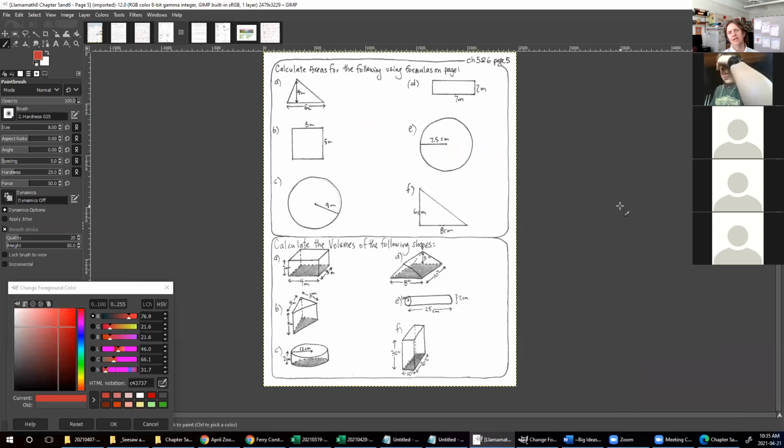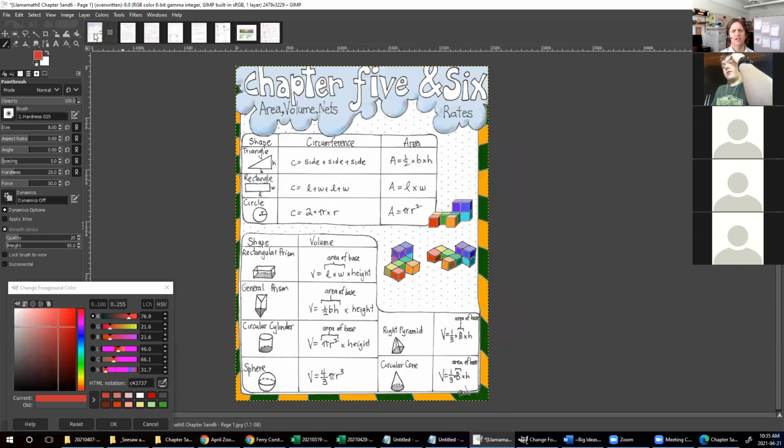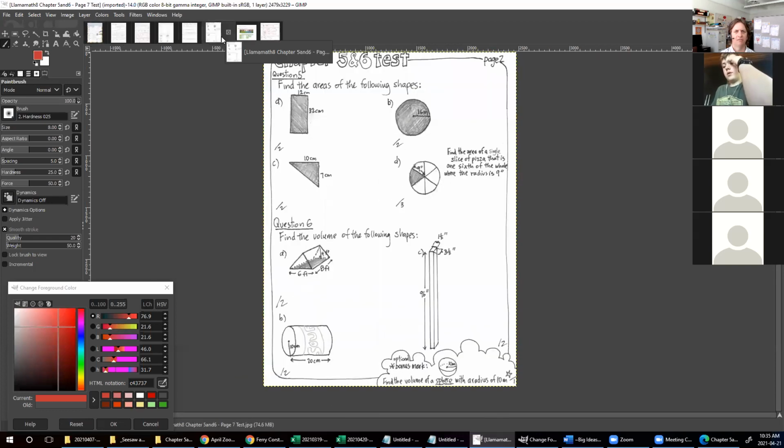Awesome. Okay, so on this next section, there's the last page. We're going to be figuring out calculating areas and volumes of the following shapes using page 1. So I'm going to be flipping back and forth between them.